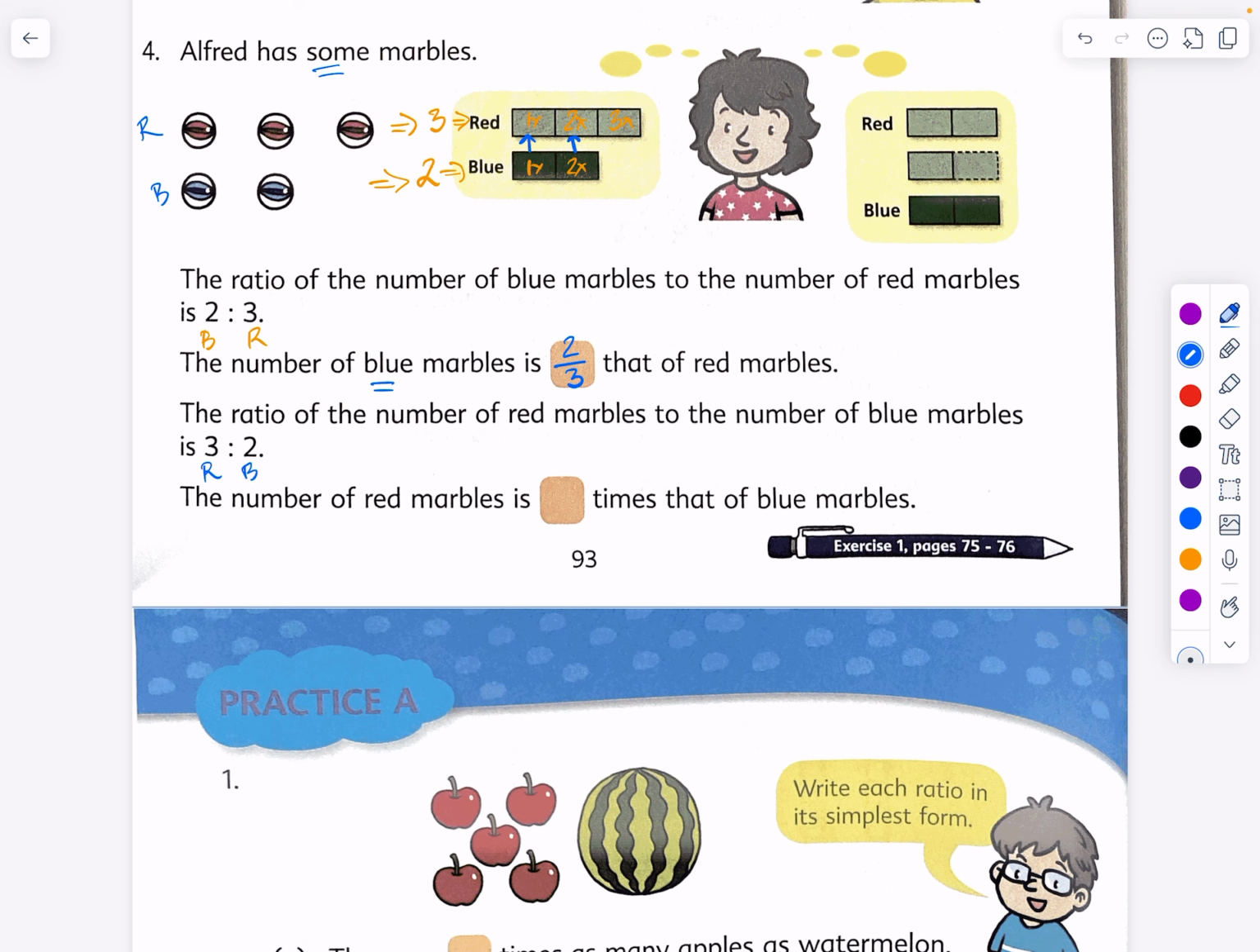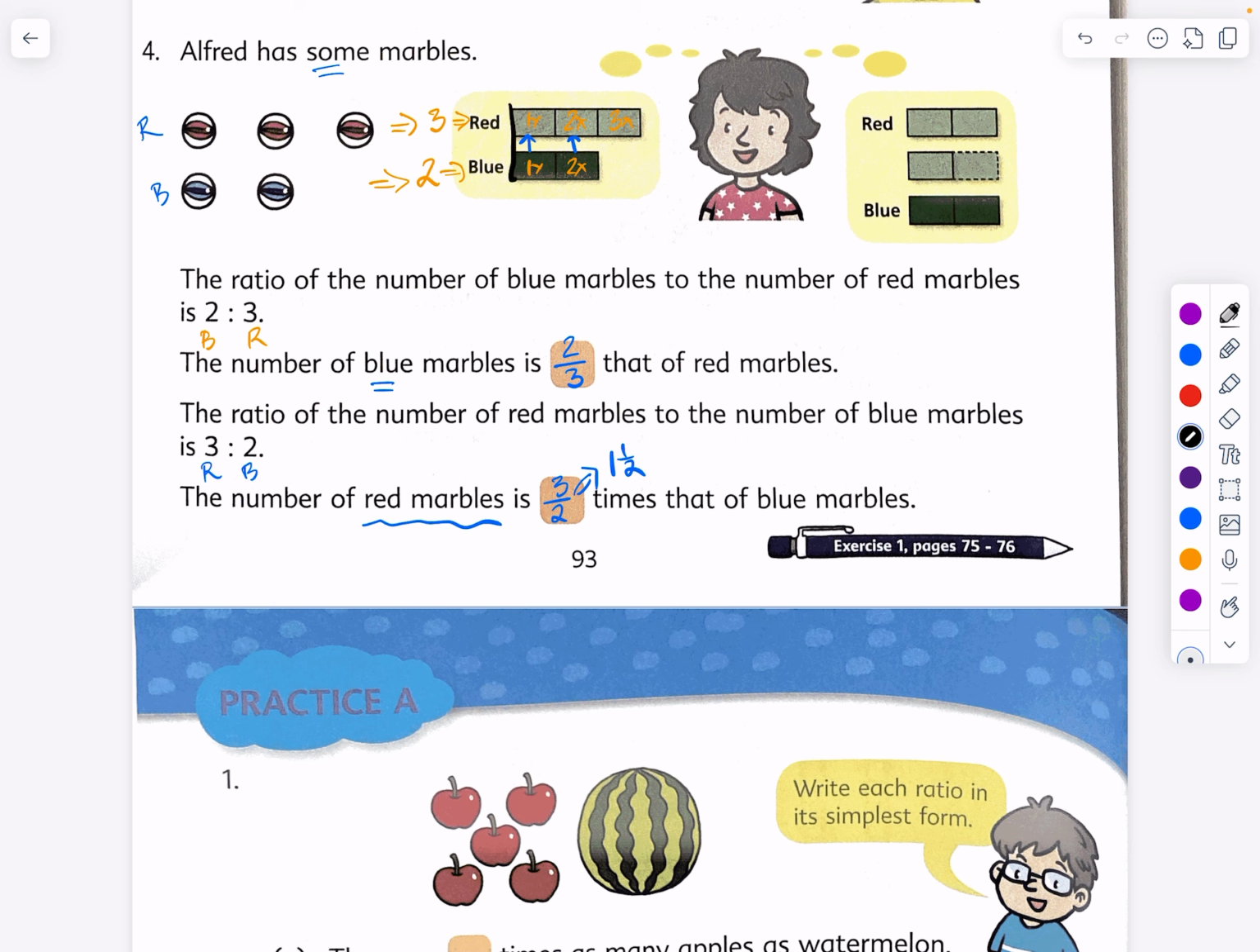And finally, the number of red marbles is 3 halves, which is the same as 1.5 times more than blue marbles. The red marbles we have 1.5 times more. Notice how I can demonstrate this.